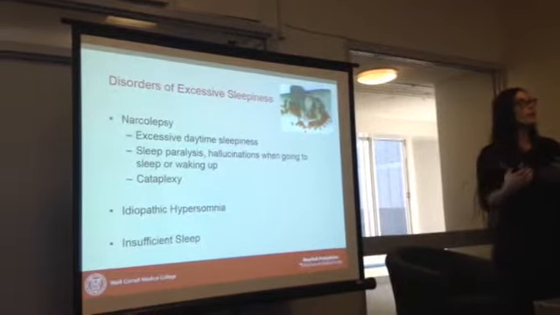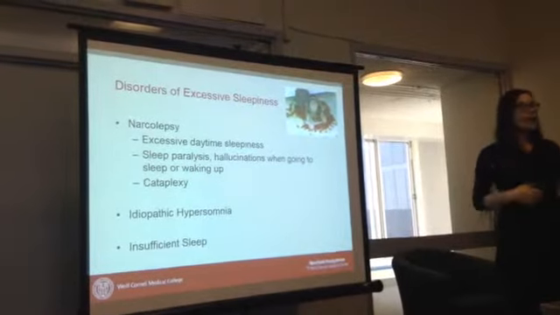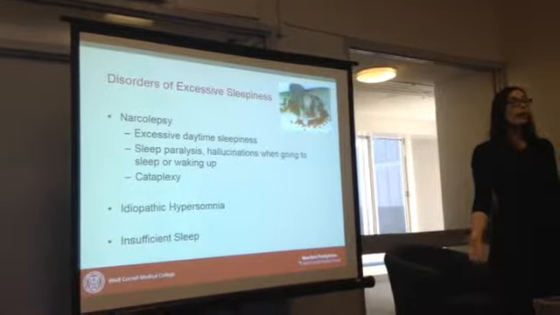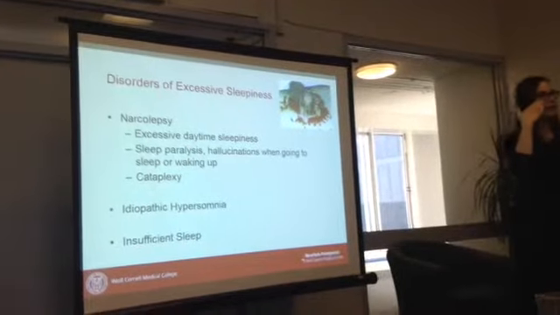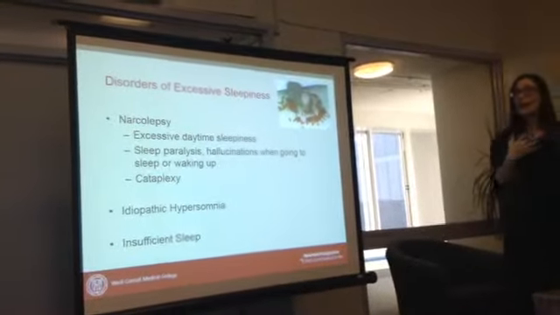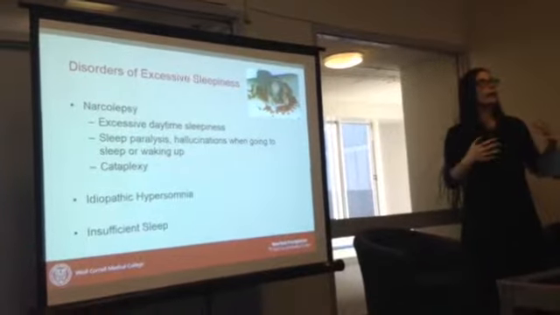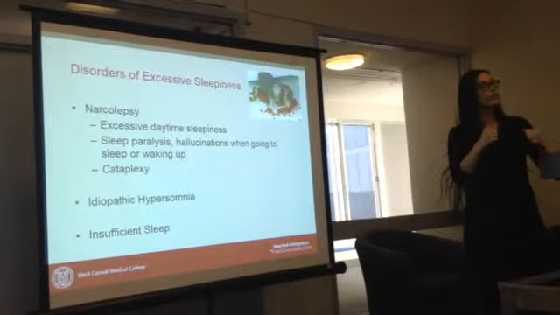And what's happening is you're coming out of rapid eye movement sleep. And when we're in rapid eye movement sleep, we are paralyzed, except for our eye movements and our diaphragm. So we can still breathe and we can move our eyes. But if you wake up out of that suddenly, and you can't move, and it takes a few minutes, that's sleep paralysis.